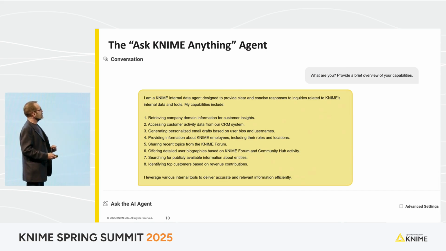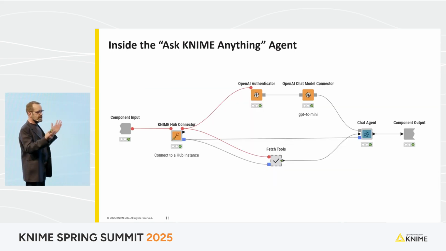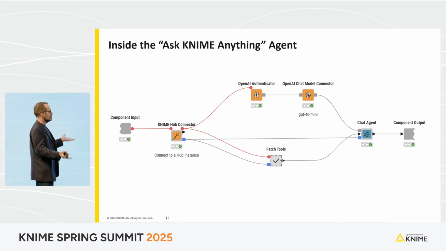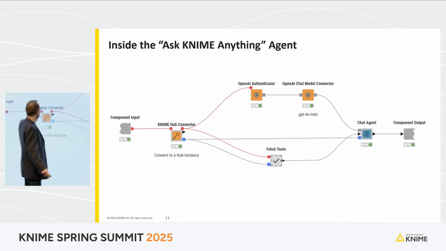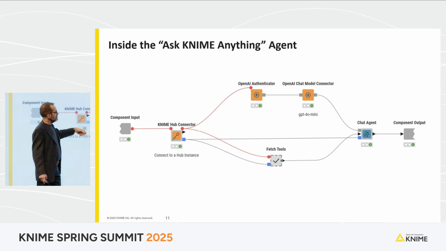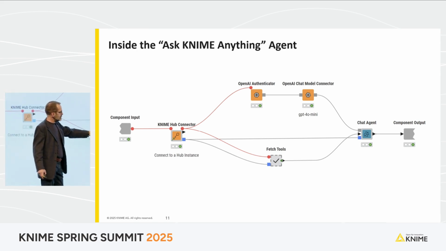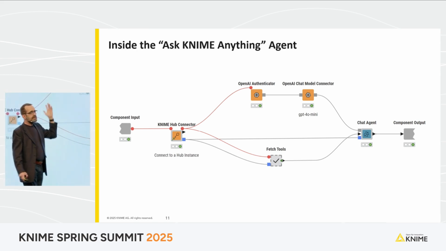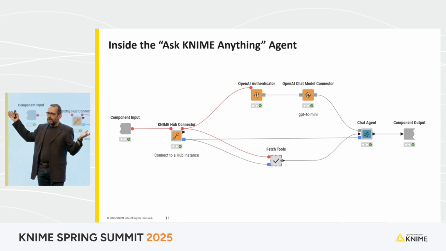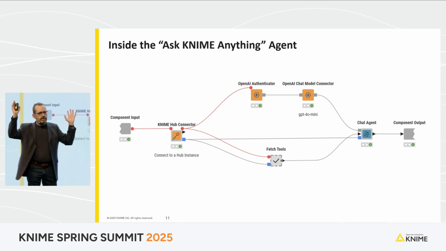What does this look like underneath the hood? This is the data app. You don't need to understand all of these nodes. The data app is always modeled as a component, hence these two nodes at the beginning and the end. In this particular case, we're connecting to the hub, because on the hub, we have all of the tools. And then we're using, in this particular case, OpenAI. We could use DeepSeek. We could use some locally hosted AI.